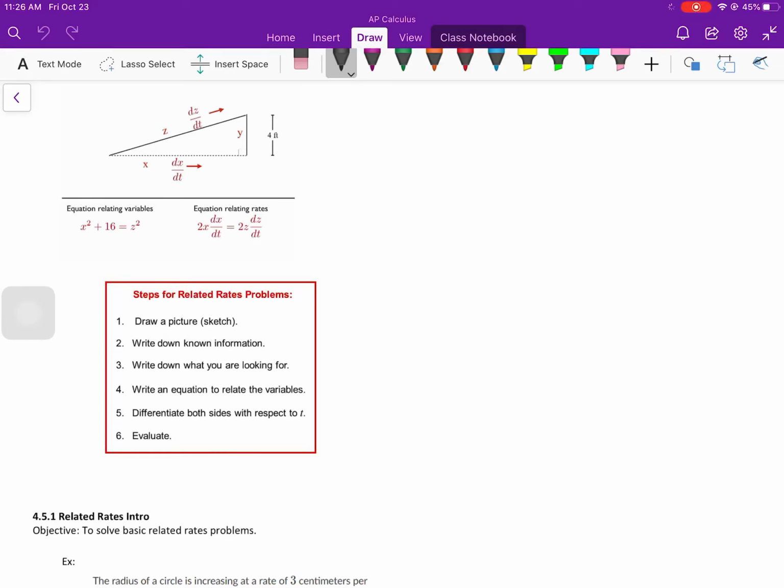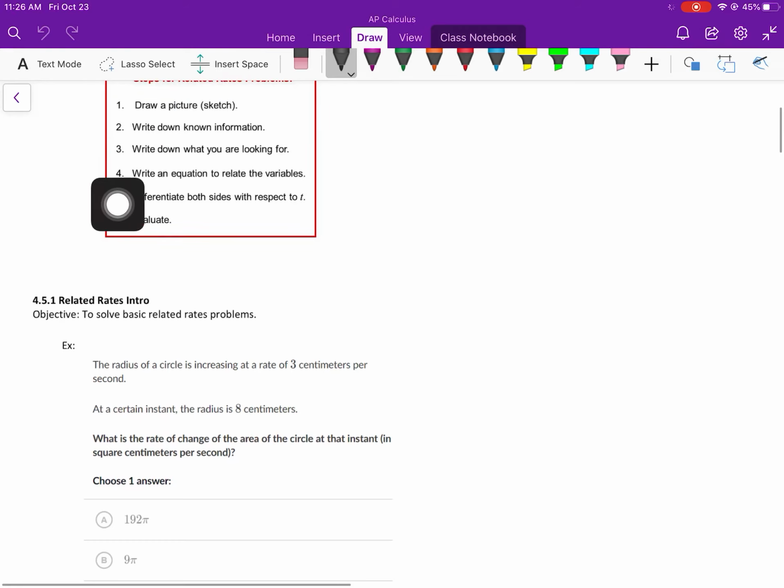Let's go ahead and introduce a complete related rates problem. Simple one. We'll go through a couple examples, take our time through it. These are really good steps to go through, so pay attention. You can draw a picture, not a bad idea. Write down the known information.